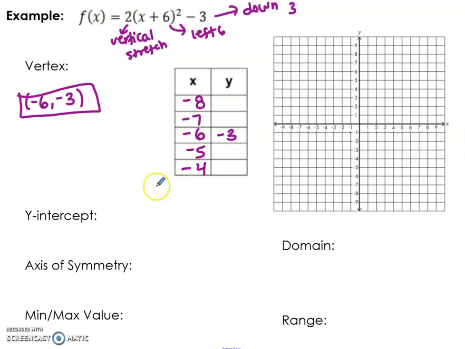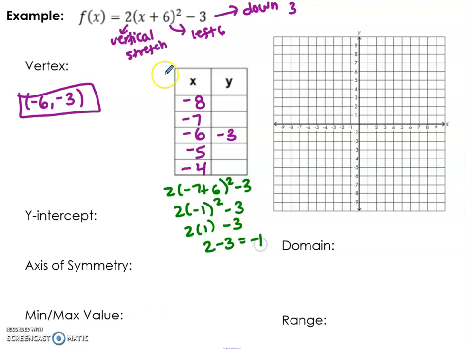If we plug in, let's say negative 7, I have 2 times negative 7 plus 6 squared minus 3. Negative 7 plus 6 is going to be negative 1. I will square that. Negative 1 squared is going to be 1. 2 times 1 is 2. Minus 3 gives us negative 1. So when I have an x of negative 7, y is negative 1. Because it's symmetric, I know negative 5 will also have a y value of negative 1. If I plug in negative 8 into this and we solve it, we will get 5. Because it's symmetric, negative 4 will also give us 5.